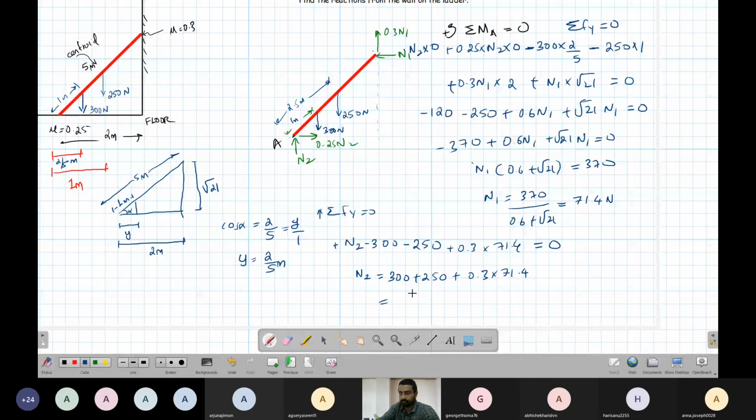So N2 equals 550 plus 0.3 times 71.4, which is 571.42. Okay, so basically the vertical reaction is 571.42 and the horizontal reaction is 71.4 Newton. Which means that this point of the ladder is where more force is applied than at this point. Okay, so this also you can observe.